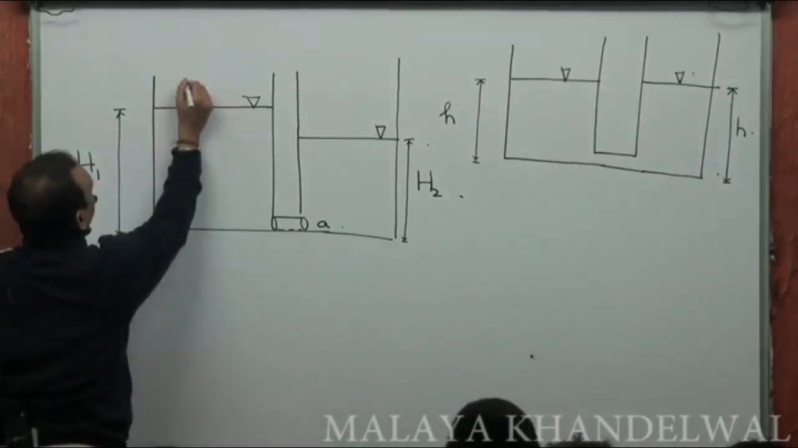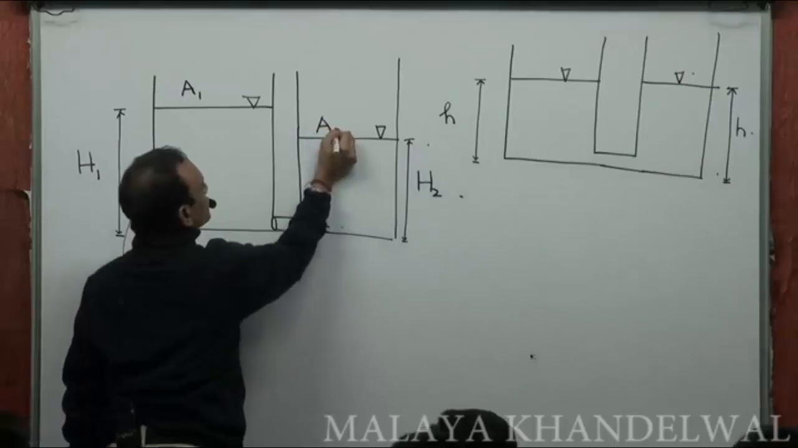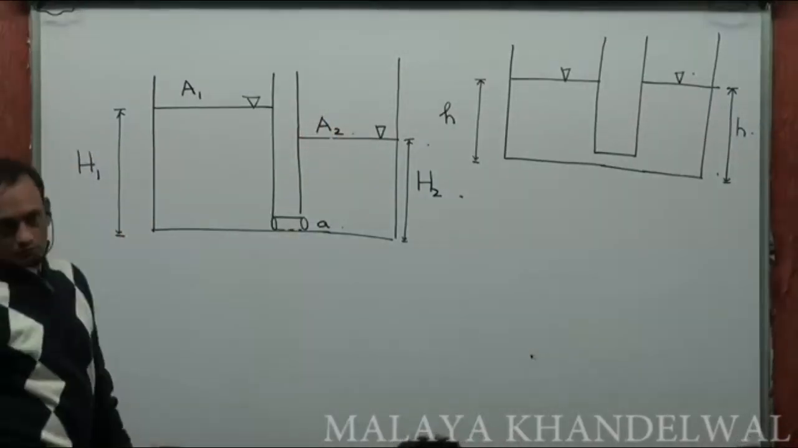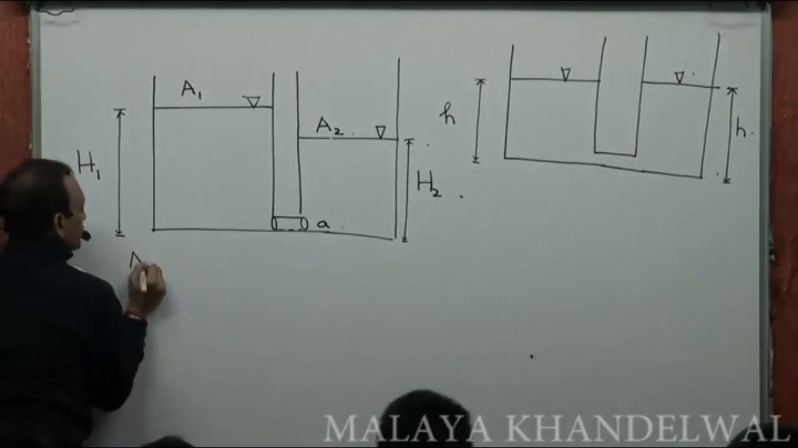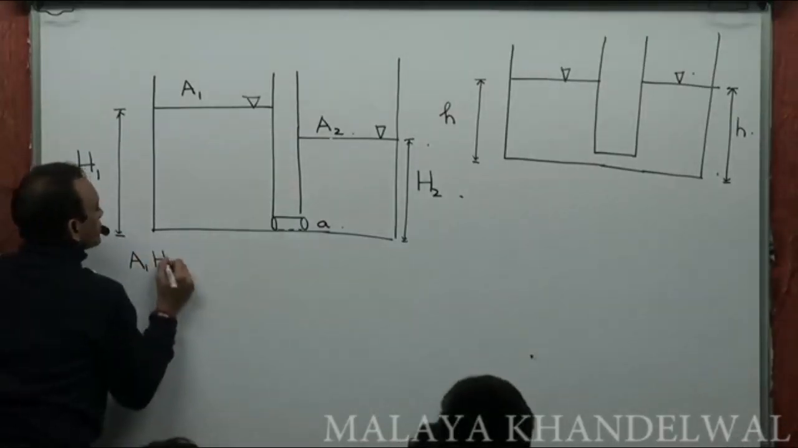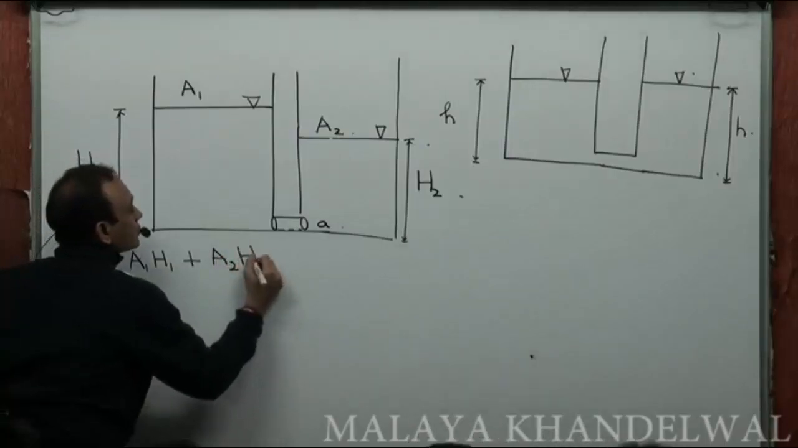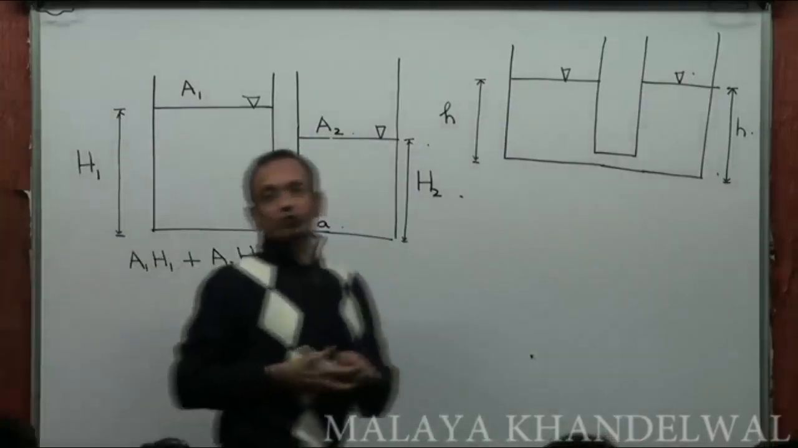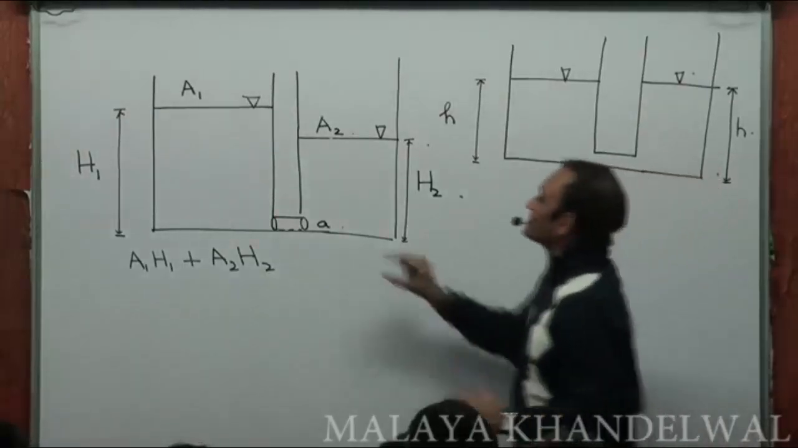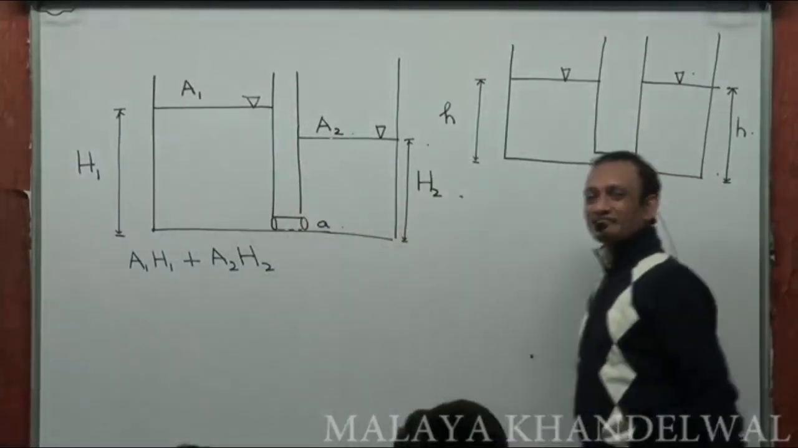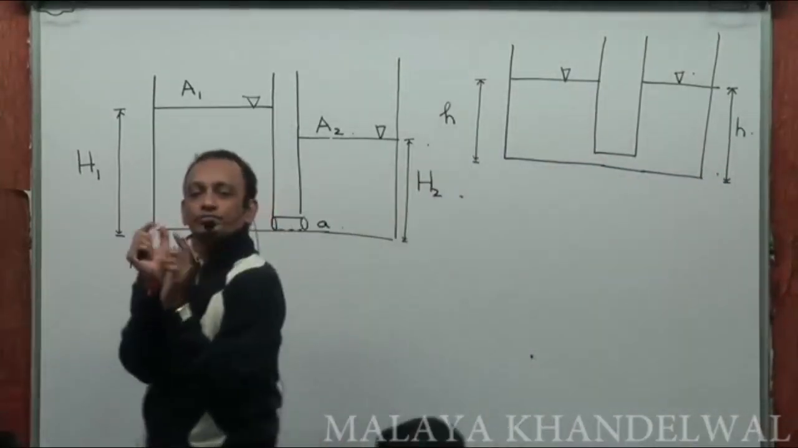Now, if A1 is the area of cross section of this vessel and A2 is the area of cross section of this vessel, what's the total volume of fluid in the two vessels put together? A1 H1 plus A2 H2. Is that the total volume of the fluid in the two vessels put together? No, the tube volume is negligible. This is a very small opening and a very short tube. We will ignore that.